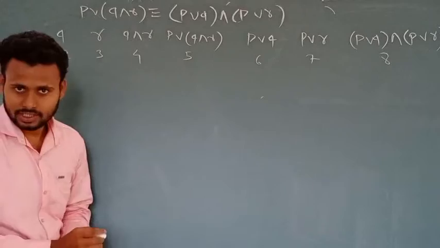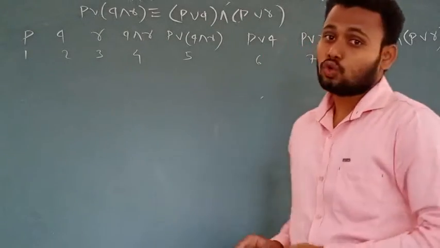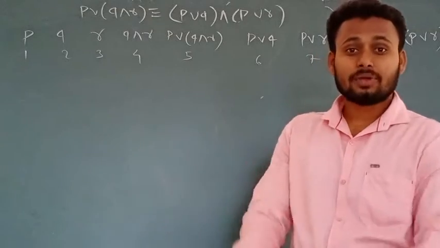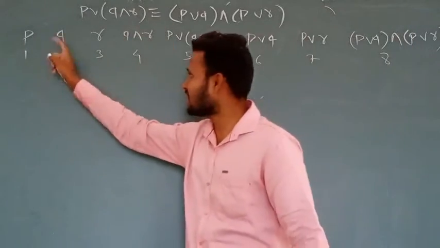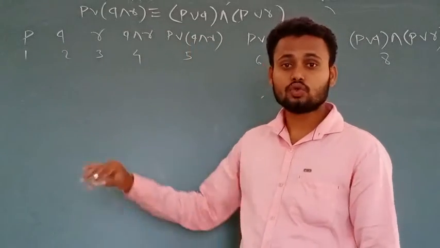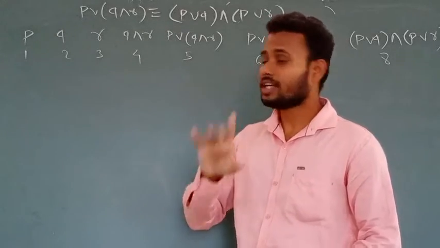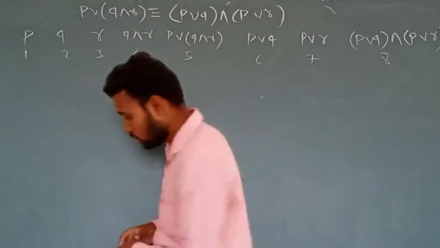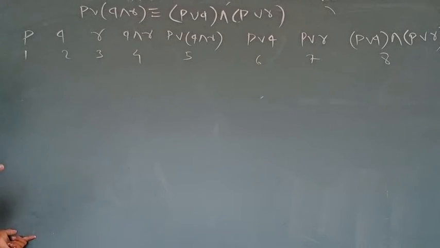3 statements. Therefore, by that note, if there are n statements, then the truth table of the statement pattern involves 2 raised to n rows. Here, how many statements? 3. Therefore the truth table involves 2 raised to 3 rows, means 2 cube, 8. Therefore 8 rows will come, means 8 truth values will come in that first column. What will be half of 8?